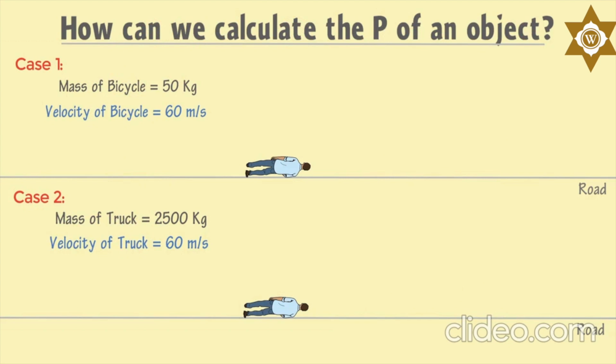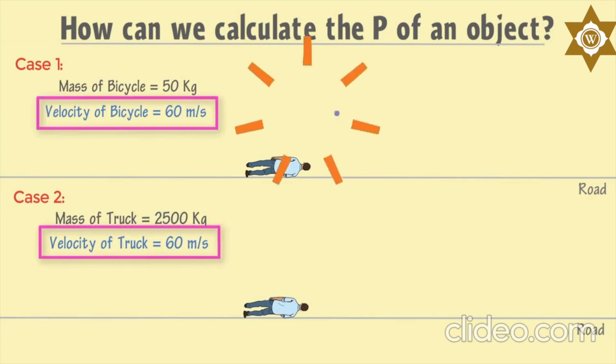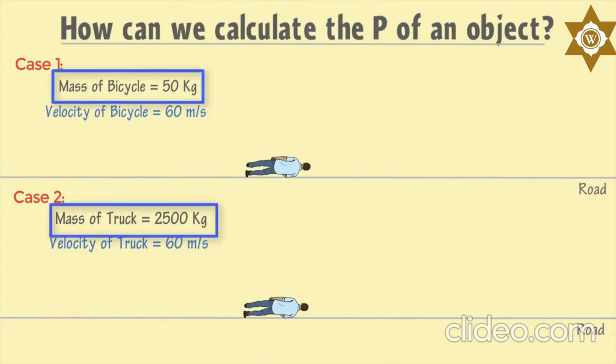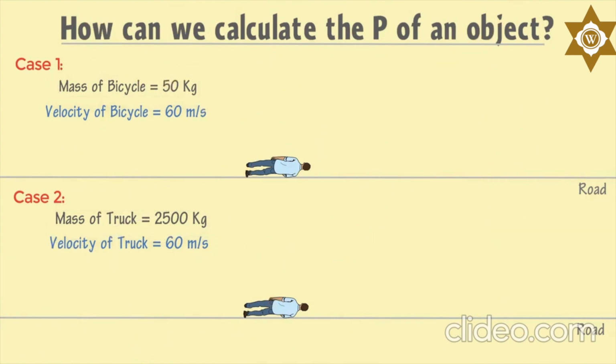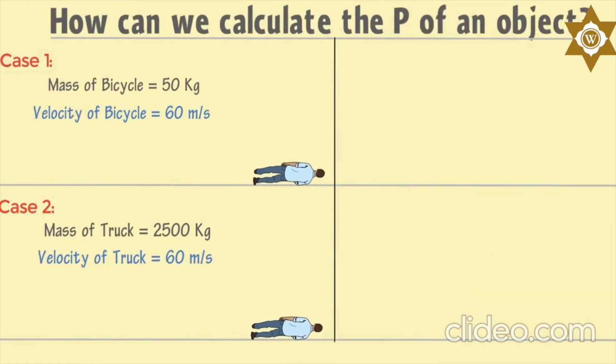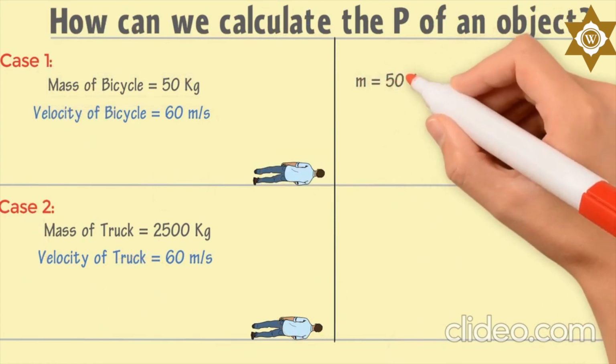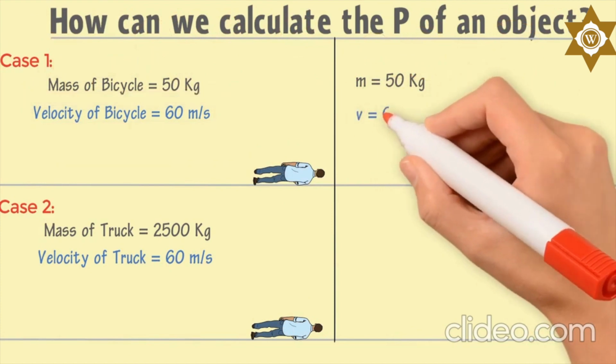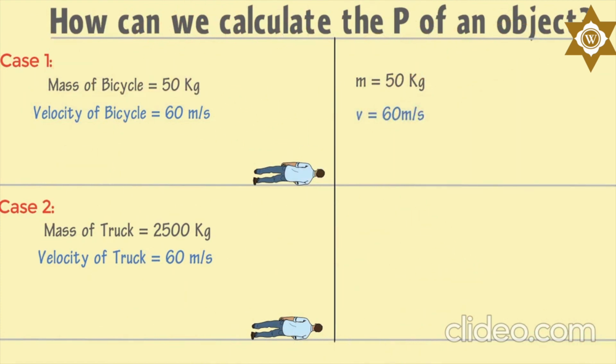Although both the bicycle and truck were moving with the same velocity of 60 meters per second. I hope that your answer would be the difference in masses. If it is so, then you are 100% right. Let me explain these two cases in physics. In case 1, the mass of the bicycle is 50 kg. It means mass m is equal to 50 kg and its velocity v is equal to 60 meters per second.